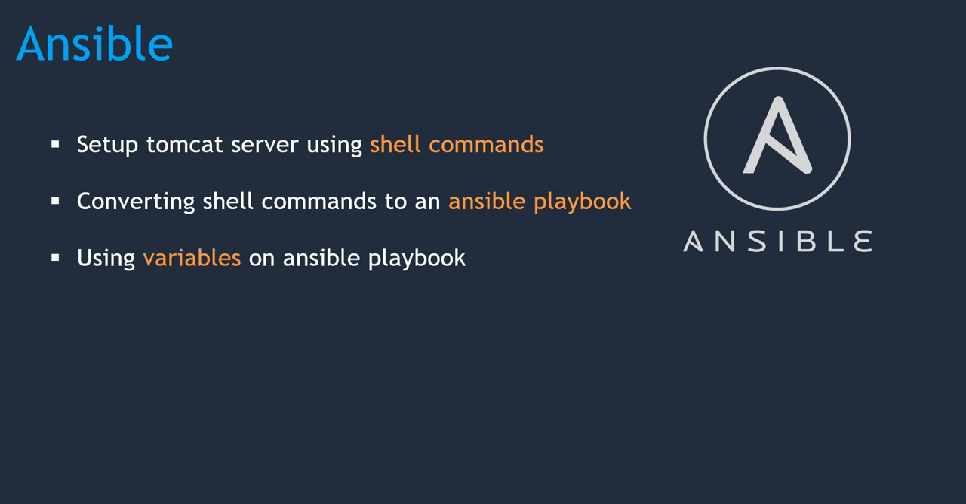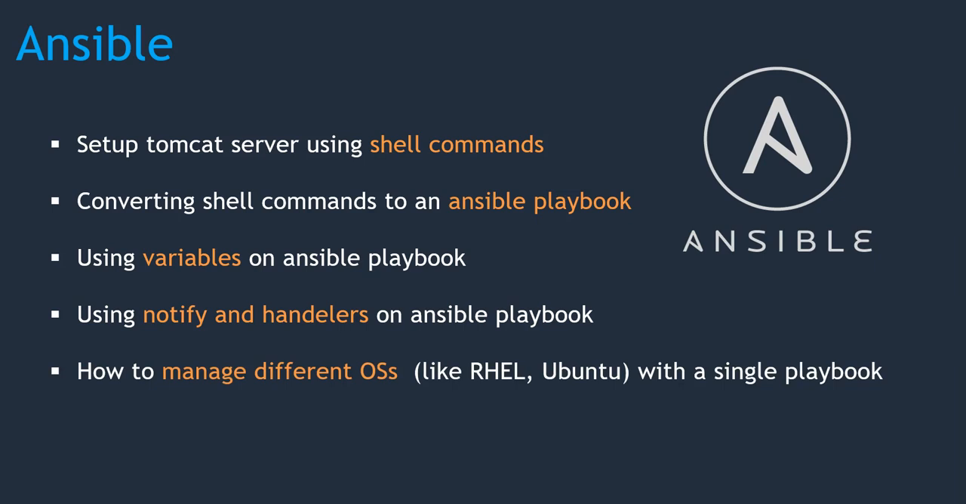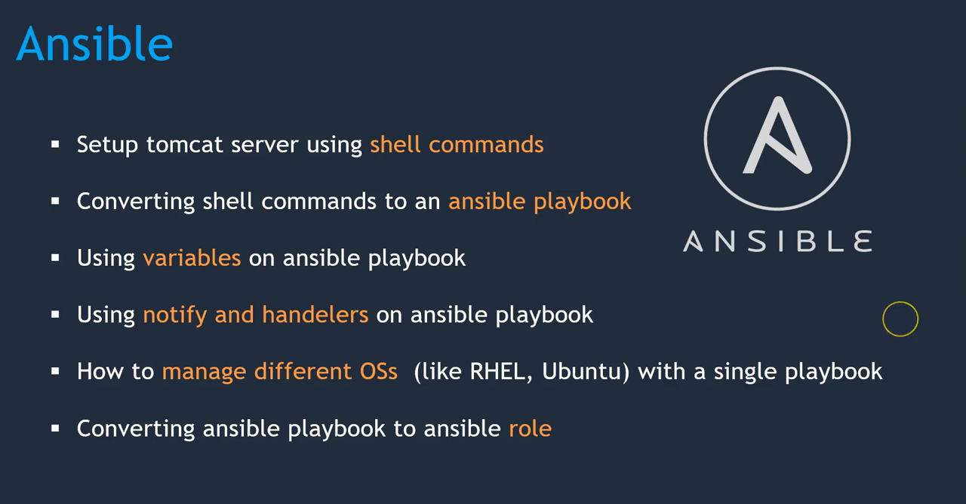Once it is working fine, we'll use Ansible variables. Then we use notify and handlers. Then we are going to manage different operating systems with a single Ansible playbook. Depending upon the target operating system, it has to execute particular tasks. After that, we are going to convert our Ansible playbook into an Ansible role, which would be quite interesting. These are the things we are going to do in this video series. So first, let's start with setting up a Tomcat server using shell commands.